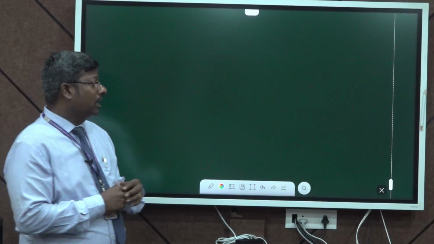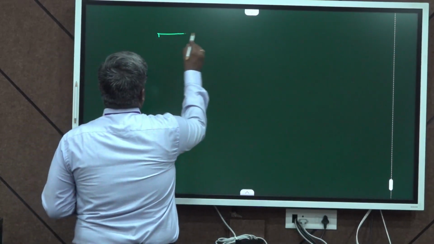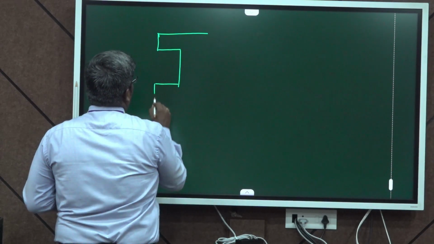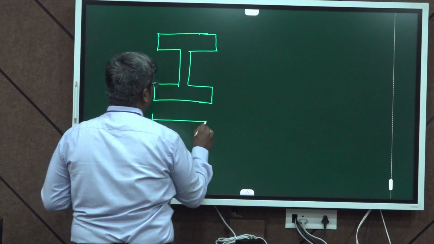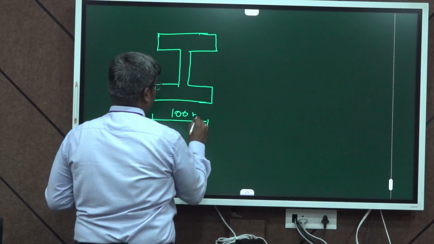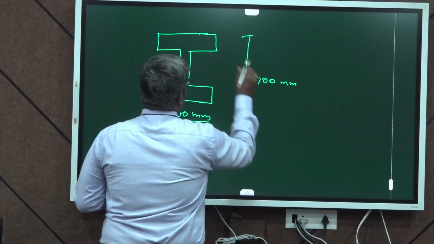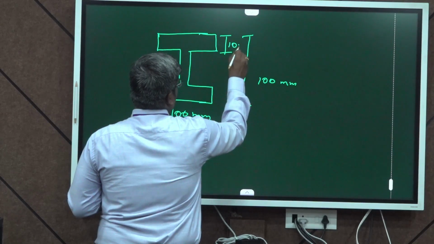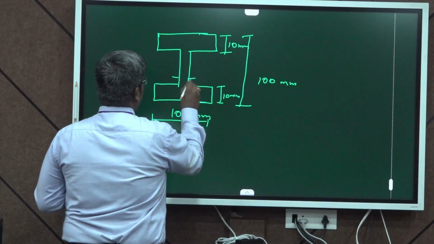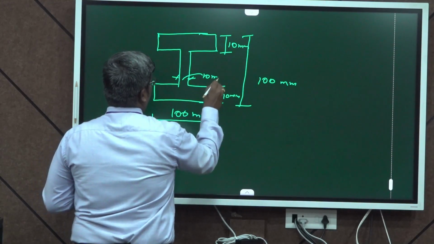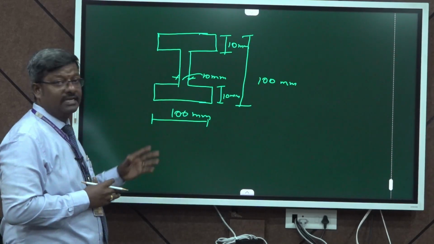Now, I am going to work out a problem. Let me take an example, a symmetrical I section of size 100 mm by 100 mm. The flange depth is 10 mm, and the web thickness is also 10 mm. Now, I am going to find out the center of gravity of this I section.